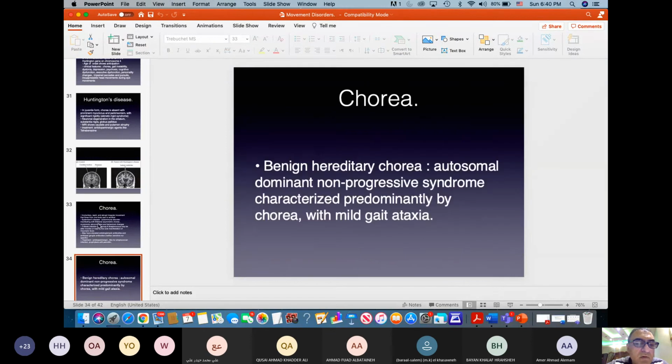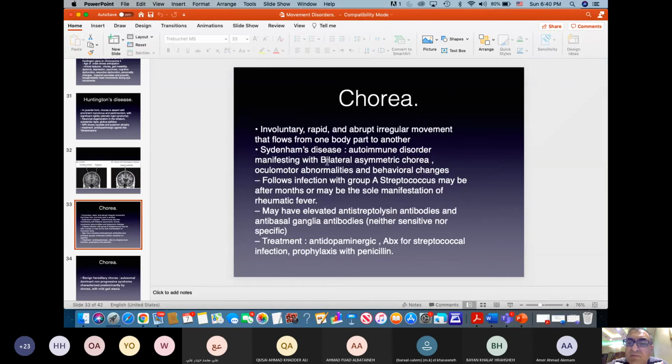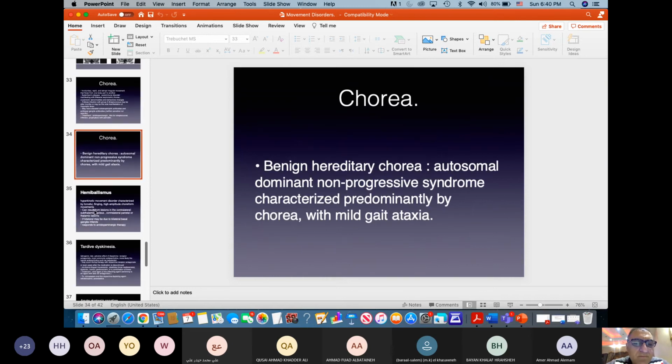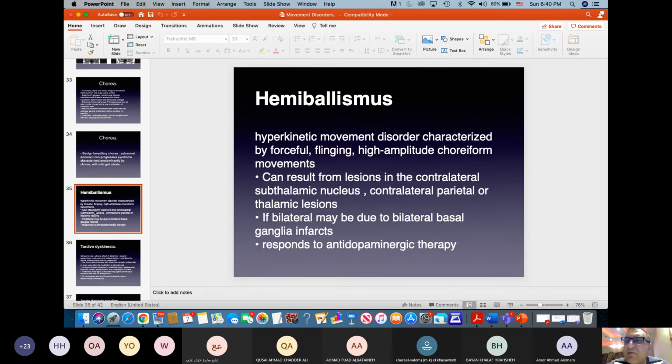Now, chorea is not only seen in Huntington, it can be seen in other conditions, like Sydenham chorea, which is an autoimmune disorder after strep throat infection. Typically, we see it in young females. There are other forms of chorea. Hemiballismus is like chorea, but it's more proximal, involving the upper arm or the thigh, and it's more flailing, violent movement. Typically, we see it with a parietal lesion. I've seen a few cases after stroke in the parietal region.